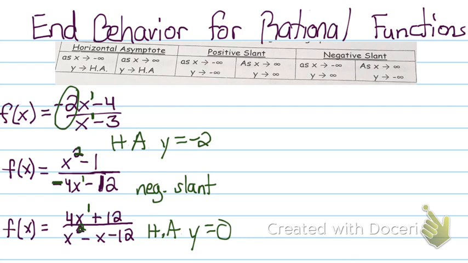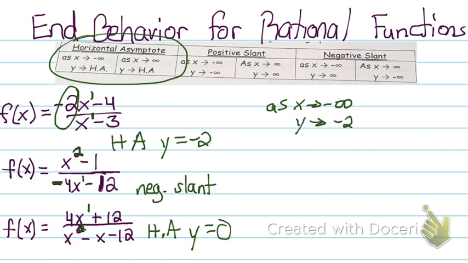For the first example, it will be as x approaches negative infinity, and by the way, I'm looking right here, y approaches my horizontal asymptote, which in this case is -2. And as x approaches positive infinity, my y will approach my horizontal asymptote.